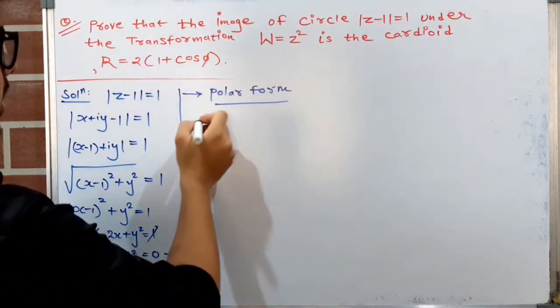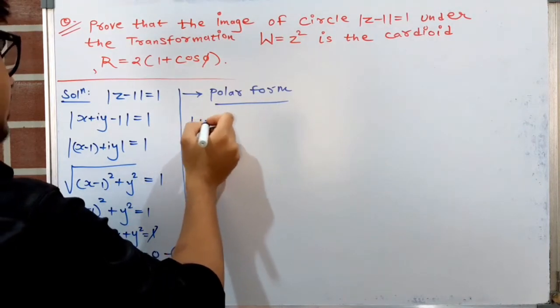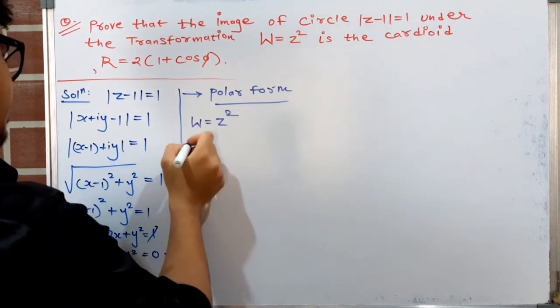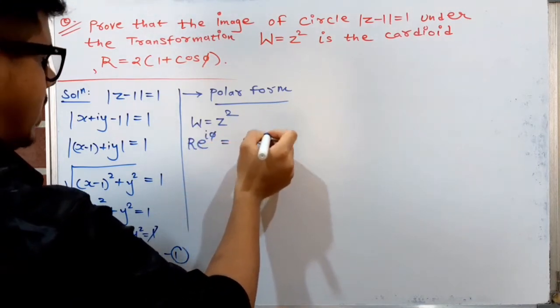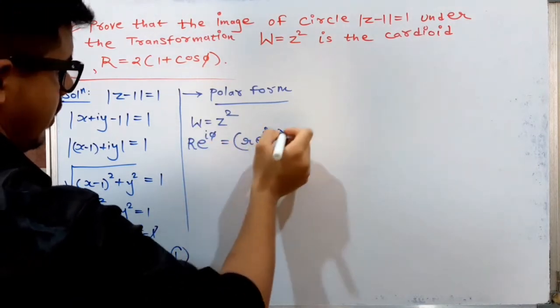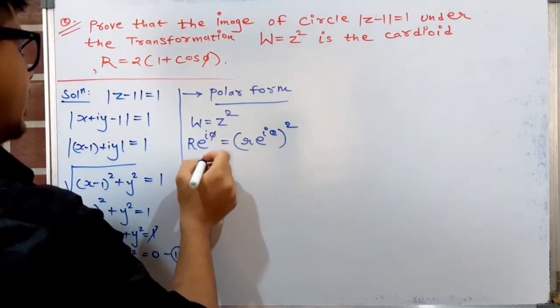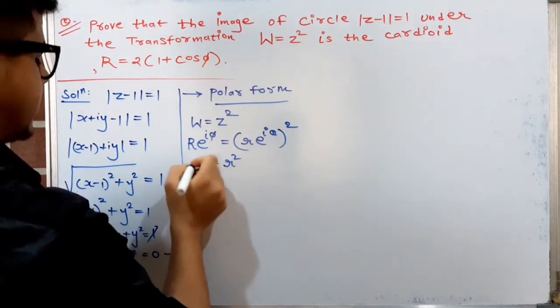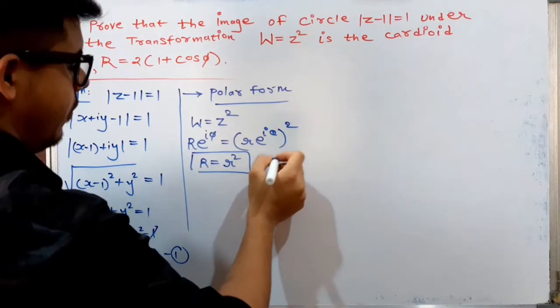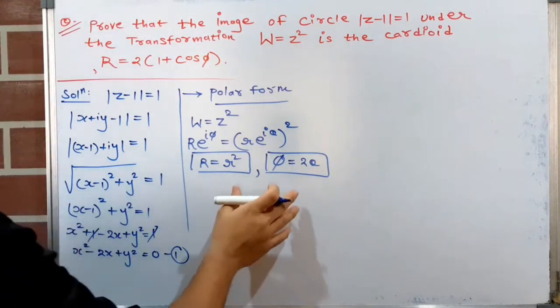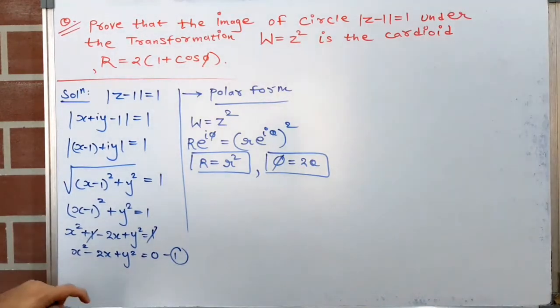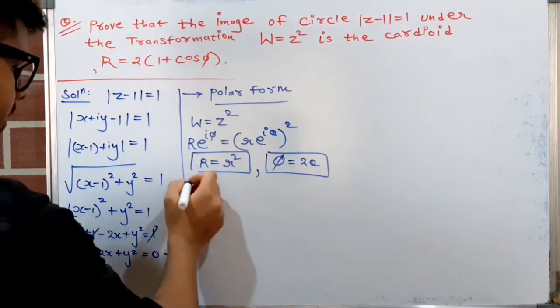It is that W equals Z square. So W can be written as capital R into e raised to i phi, and Z can be written as (small r into e raised to i theta) the whole square. From this equation you can conclude that capital R equals small r square and phi equals 2 theta. Okay, this is the polar form. Now we will see equation 1.